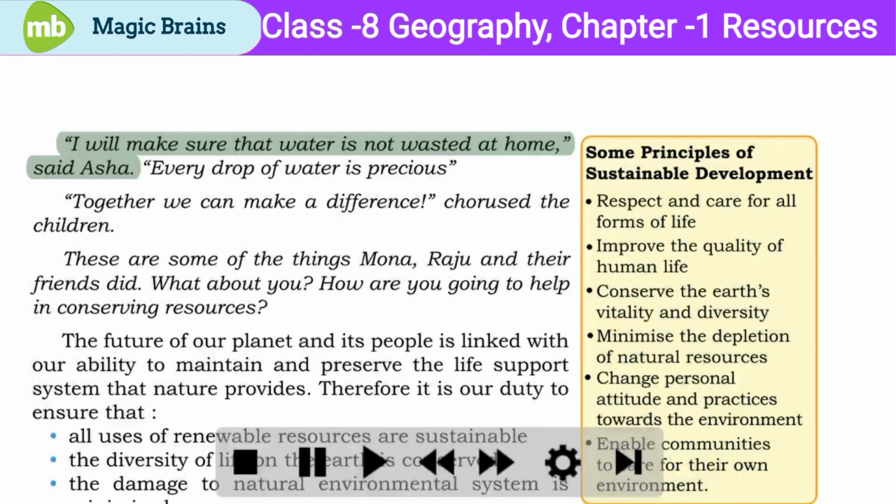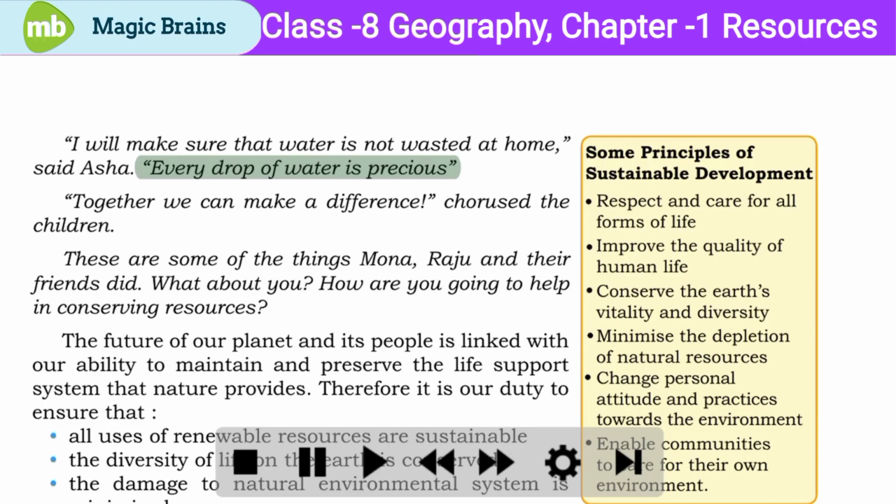Page number 5. I will make sure that water is not wasted at home, said Asha. Every drop of water is precious. Together, we can make a difference, chorus the children. These are some of the things Mona, Raju, and their friends did. What about you? How are you going to help in conserving resources?